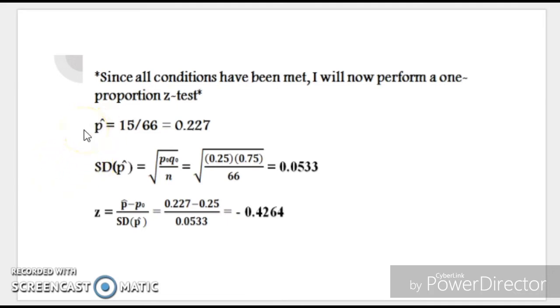So p-hat is equal to 15 over 66, which is equal to 0.227, and the standard deviation is the square root of 0.25 times 0.75 all over 66, which is equal to 0.0533. And now we will perform the z-test, which is 0.227 minus 0.25 all over 0.0533, which is equal to negative 0.4264.